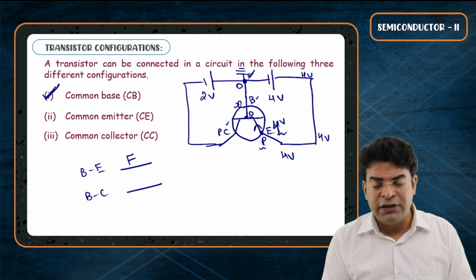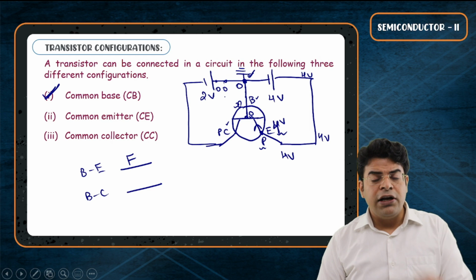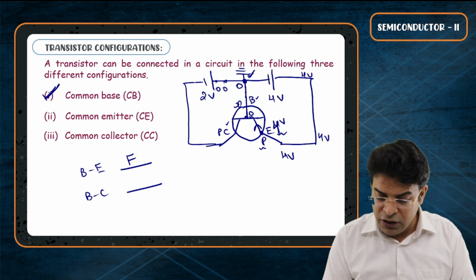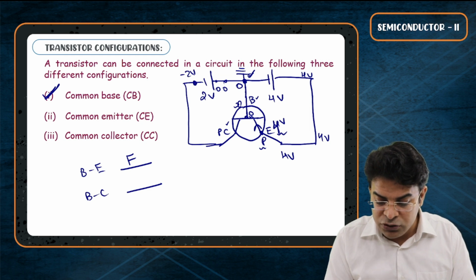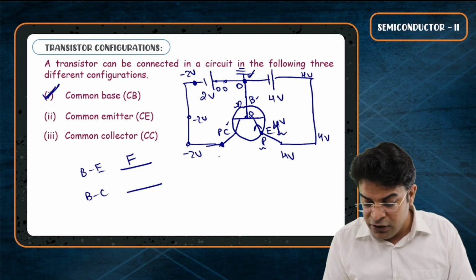Here you have assumed the potential to be 0. So you go here 0, 0, 0. Then you are jumping from the positive terminal of a battery to the negative terminal. So at this point, the potential will be minus 2 volt, minus 2 volt, minus 2 volt, and hence the collector will be at minus 2 volt.